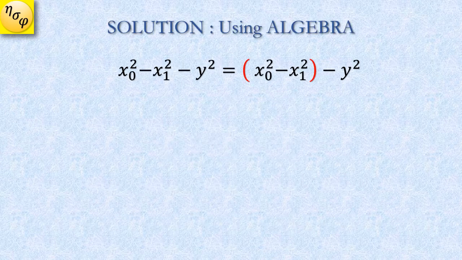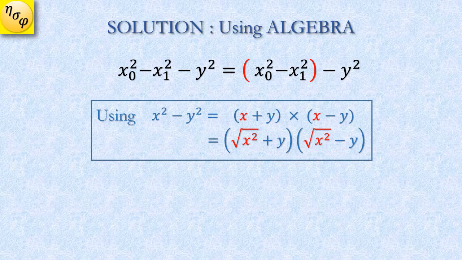Using algebra, the solution can be found really easily and quickly. First, we have to group x0 squared and x1 squared. Then, using this formula, we know that x is equal to the square root of x squared. So, using algebra, the result is the following.